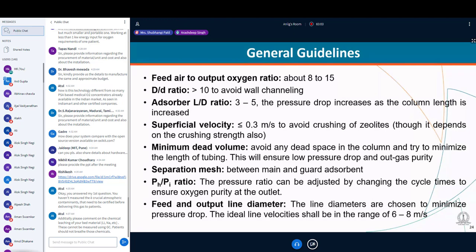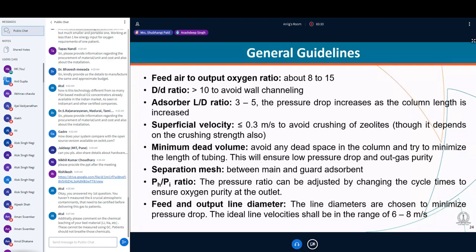Then there were some queries from the mails that people are unable to get the purities. I suggest that they should change their PH by PL ratio. PH is the highest pressure that exists in the system, and PL is the lowest pressure that exists in the column. If they increase that ratio, for example, going towards higher pressure with desorption happening at a lower pressure, they will get the purity and flow rates also. Feed and output line diameter is also really important, because if you keep your diameters really small, your delta P is going to be very high. The ideal line velocities, as a thumb rule, should be around 6 to 8 meters per second.